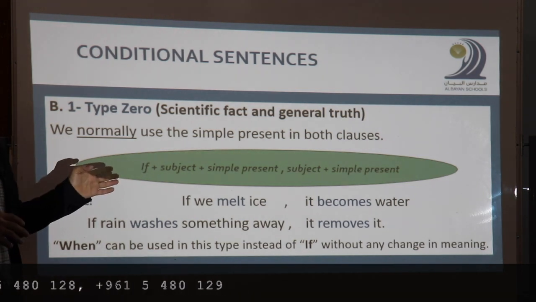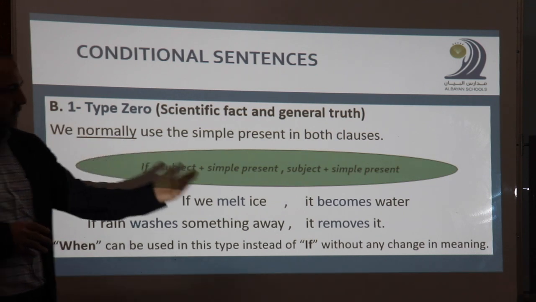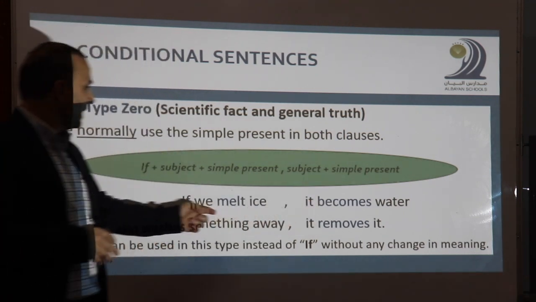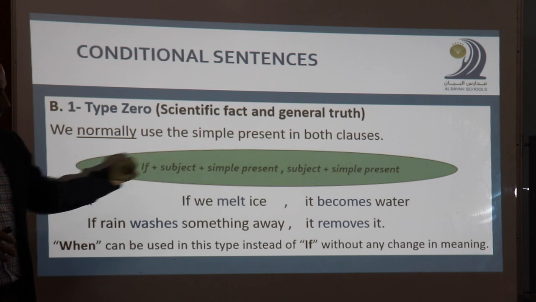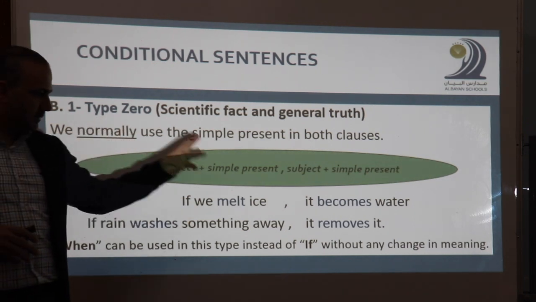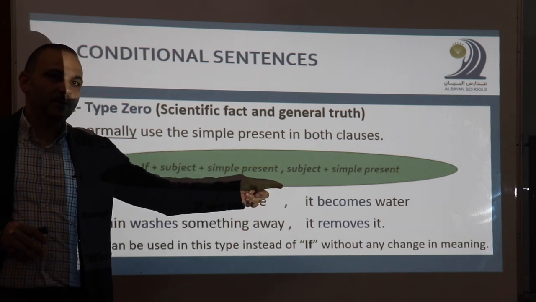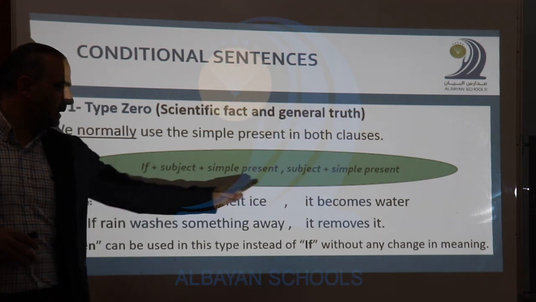What do you mean by both clauses? Okay, let's go back to the clauses. The conditional clause and the main clause. That's it. Okay? Here we have the rule. We have the form, as we said: if plus subject plus simple present. And also in the main clause, or result clause, the result of this.